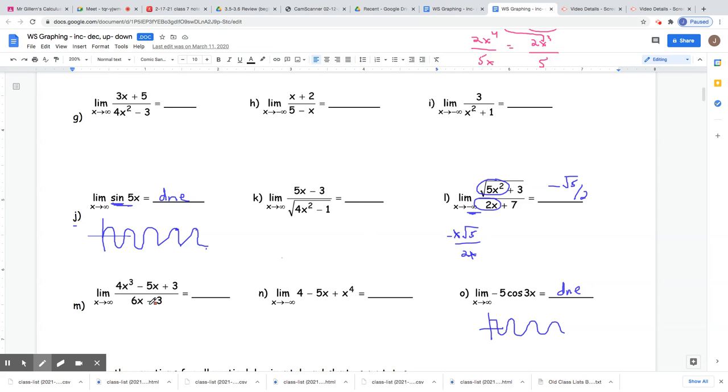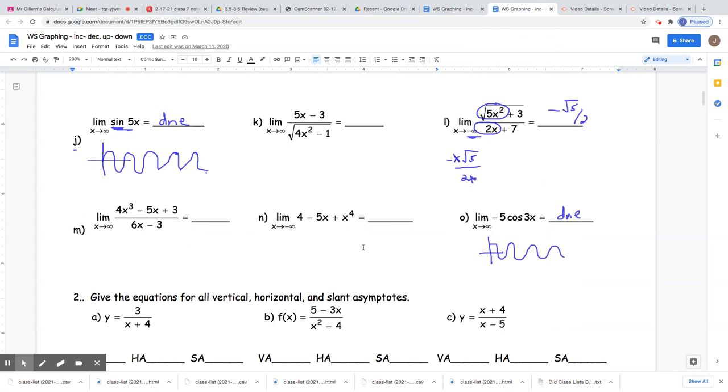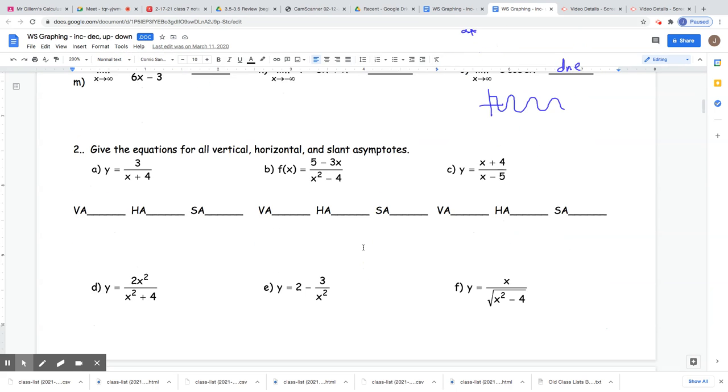Now, does anybody have any questions on any of the other ones that you wanted me to go over on the limits, I should say? I think that pretty much covered most of them. So then besides the limits, we were also talking about asymptotes.